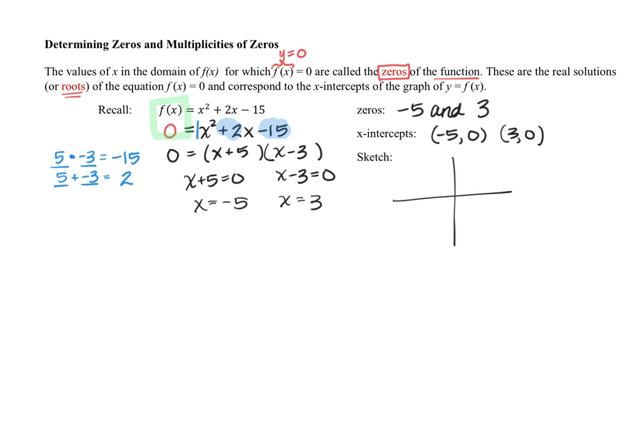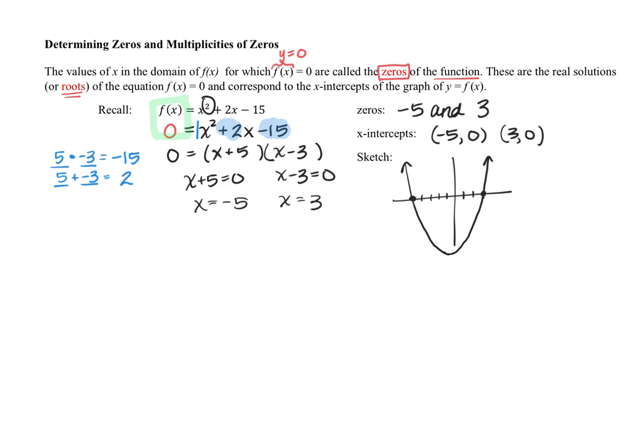A little review here. If we were to plot the two x-intercepts, one is at negative 5, 0, and one is at positive 3, 0. Because this is a polynomial of degree 2, we know the graph will be a parabola. It's going to open up because the leading coefficient is a 1. We could do a bunch of work to find the vertex if we wanted to, but I'm not going to go to that length, and I'm just going to do a little rough sketch here as a reminder. So the zeros in this case are negative 5 and positive 3. The real zeros correspond to the x-intercepts on the graph.